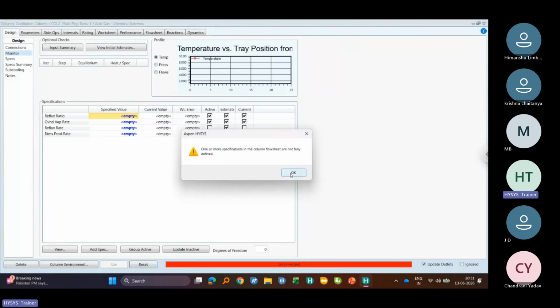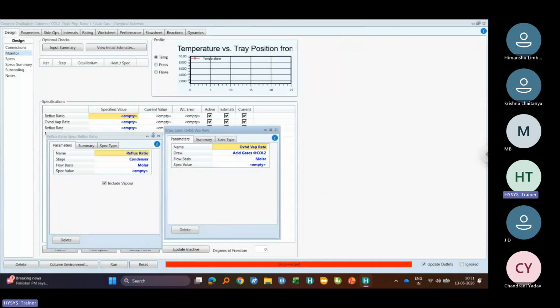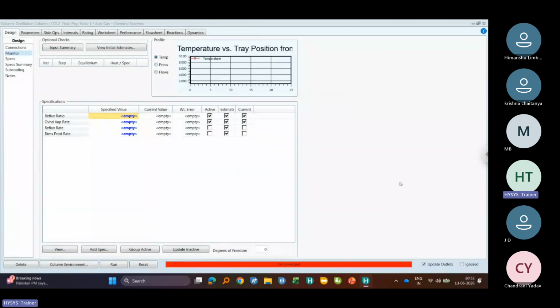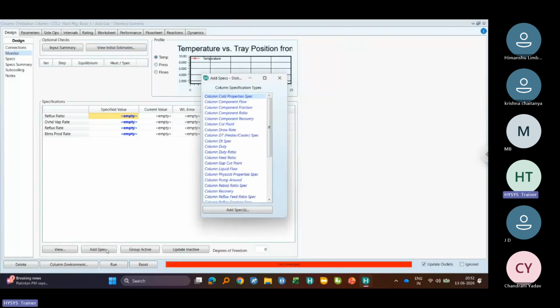One or more specification in the column flow sheet is not fully defined. So done. Either we need to enter the reflux ratio value or we need to enter the overhead vapor rate value. So without giving any specification, we cannot run this column actually. So for that reason, we are given 2 specifications. One is column duty and the second one is column temperature.